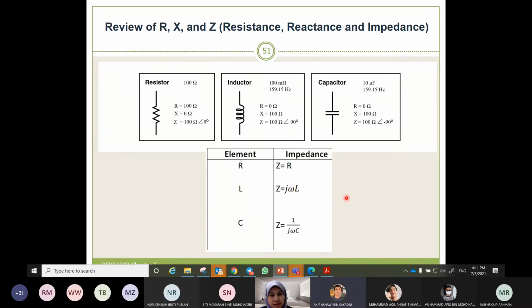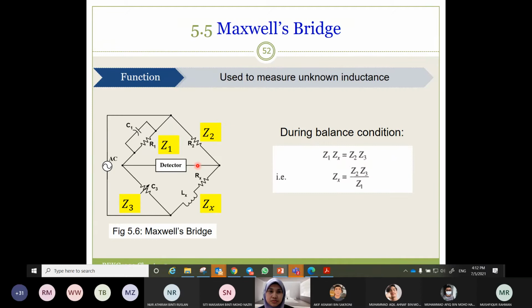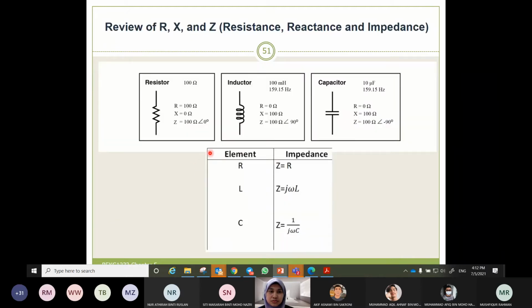Z is equal to J omega L. For capacitor, we can convert the value of farad in capacitor to ohms, but we should convert by using this formula: Z is equal to 1 over J omega C. For inductor, J omega L. For capacitor, 1 over J omega C. Any question for this? Okay, good.